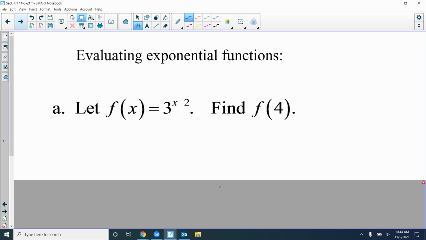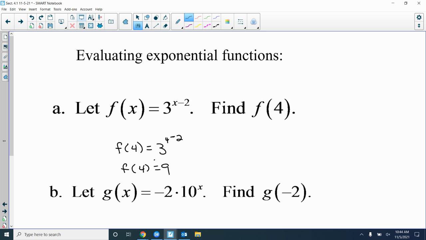All right, evaluating exponential functions. I want you to be able to do a lot of these without your calculator. You can use the calculator to check it. This first one's straightforward. Second one, you just got to be careful. All you're doing is plugging in 4. F of 4 equals 3 to the 4 minus 2. So it's 3 squared. F of 4 equals 9.